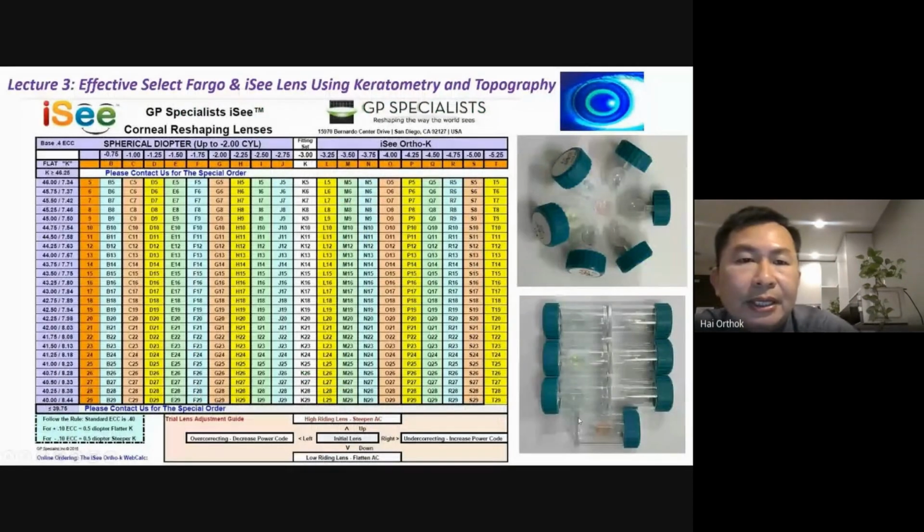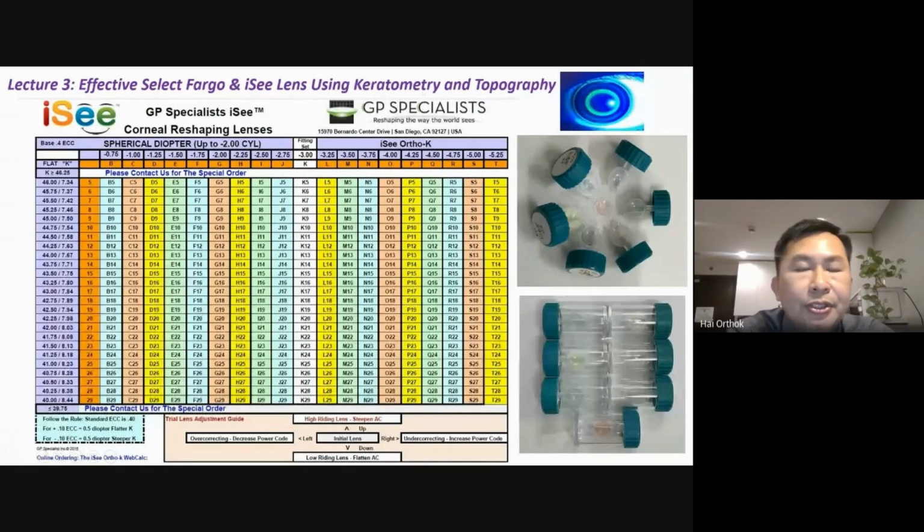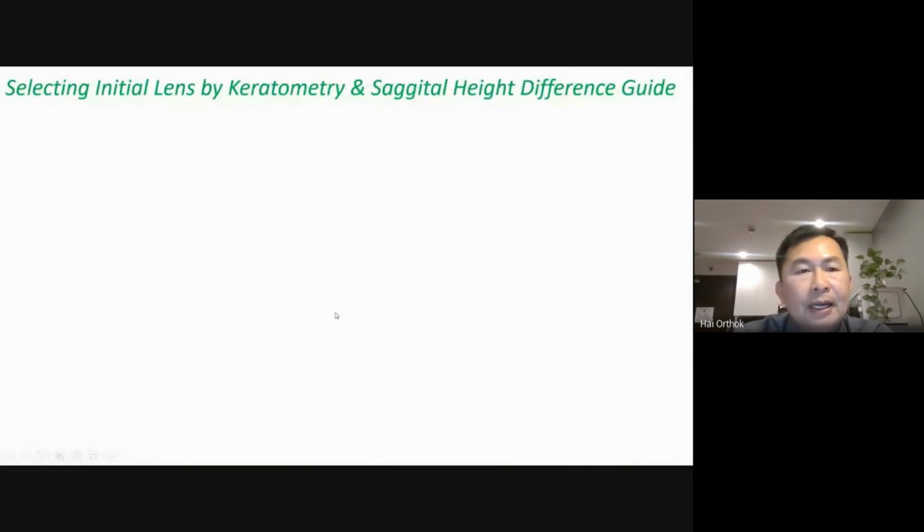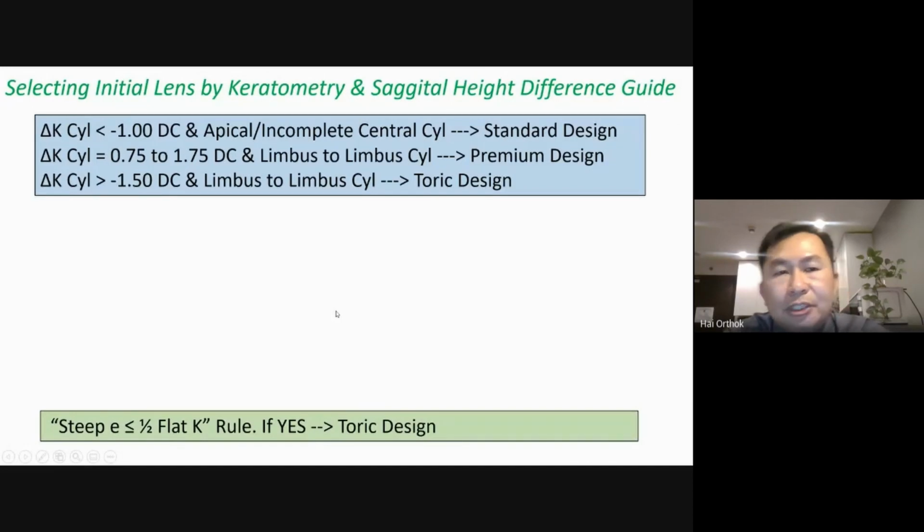Well, in lecture 3, I will help you learn how to select the Firewall lens, the IC lens, using keratometer, keratometry and topography. There are differences between them. For example, if you don't have a topographer, you might be able to correct the autocad, but you should correct the autocad with low myopia. And we can use the delta K in order to select the lens effectively.